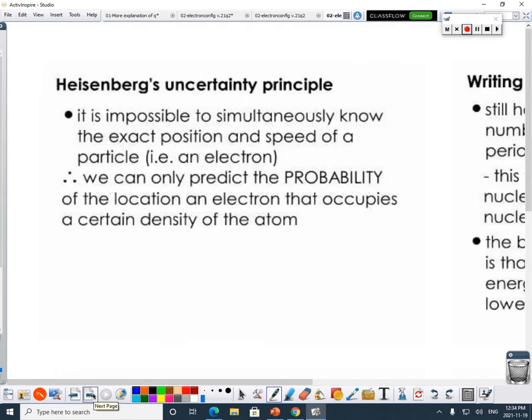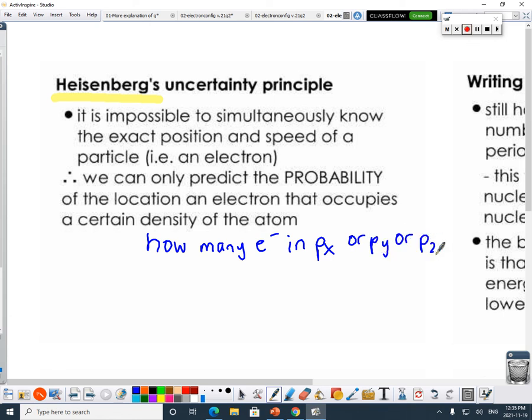Okay, so let's always keep Heisenberg in the back of our heads. Heisenberg said, it's called his uncertainty principle, that you cannot know the exact position and speed of a particle that's as fast as an electron. So the reason we have to think of this is we are not going to do things like how many electrons in px or py or pz. We don't need to do that. It's just p total, okay?